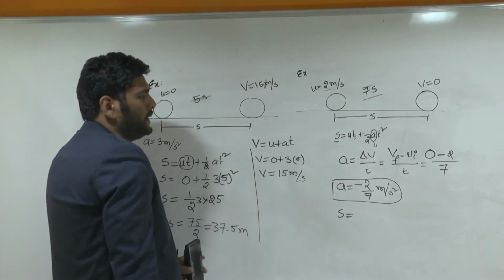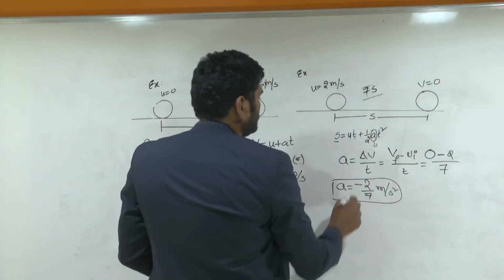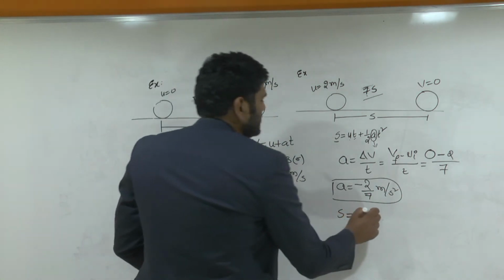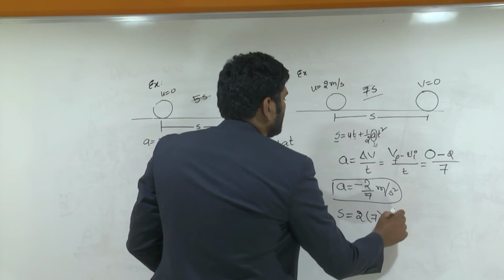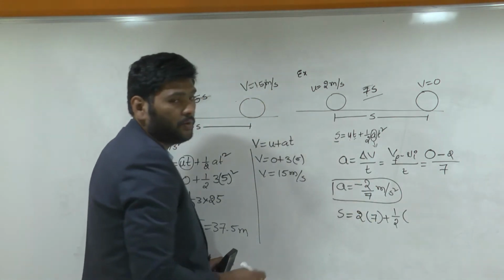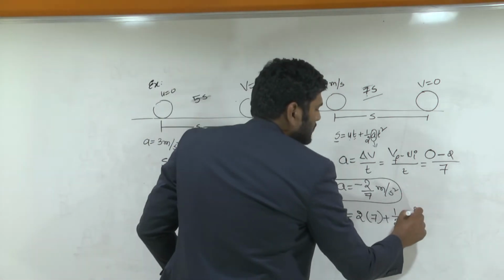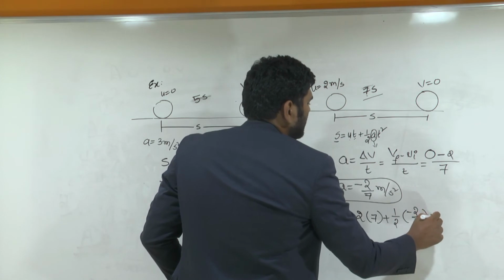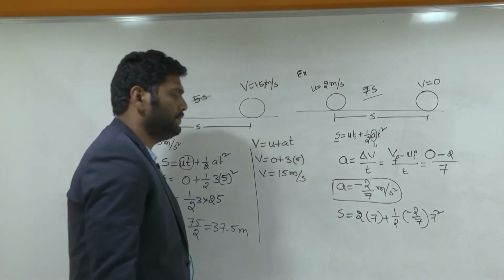S is equal to what? u. What is the u value? 2, times what is the time taken? 7, plus half, what is the acceleration value? Minus 2/7 into t square, which is 7 square. Simplify now.